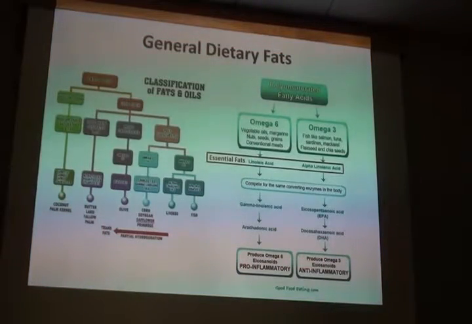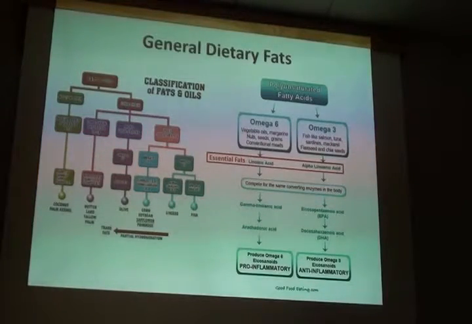introduce unsaturated bonds at 9 carbons and above, we can't introduce unsaturated bonds below that. So the unsaturated bonds that are found at the 3rd and the 6th carbons in these omega-6 and omega-3 fatty acids, we have to get those through other sources, so we have to consume them.